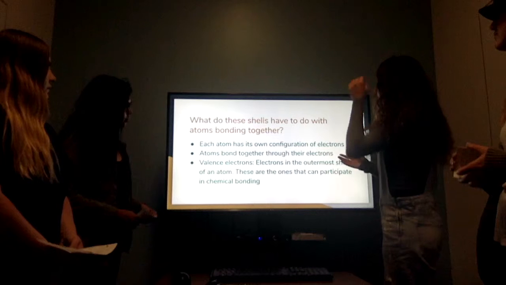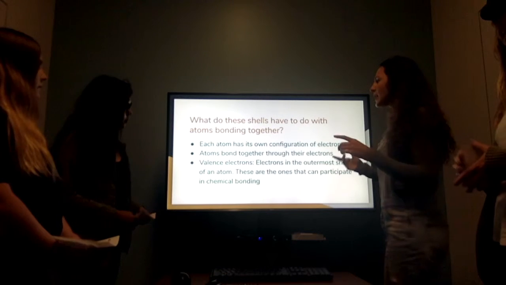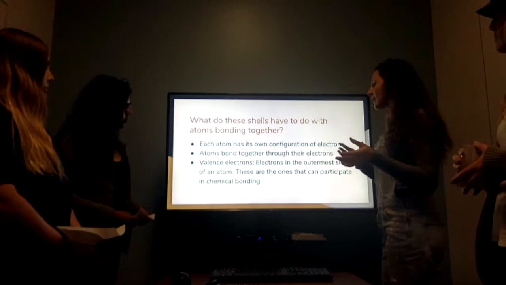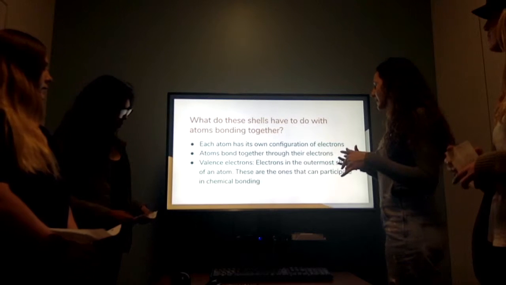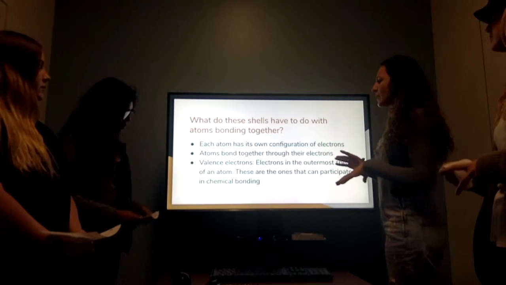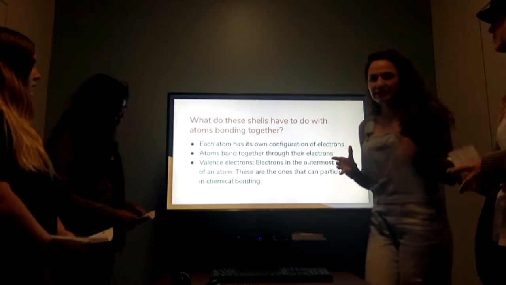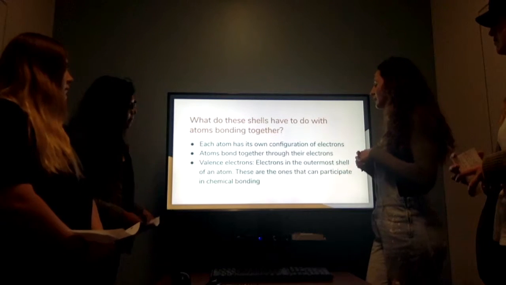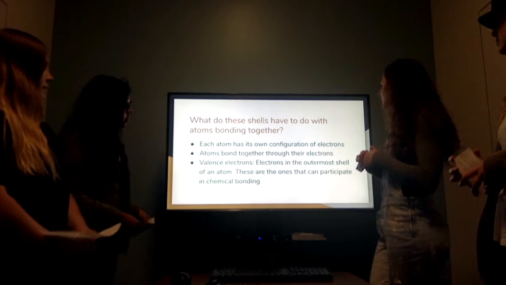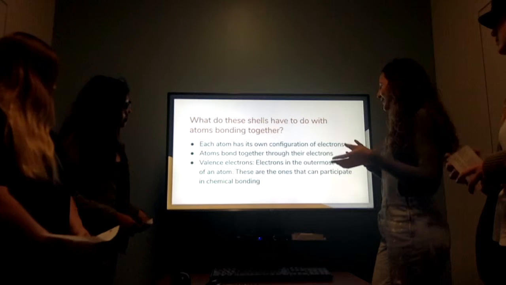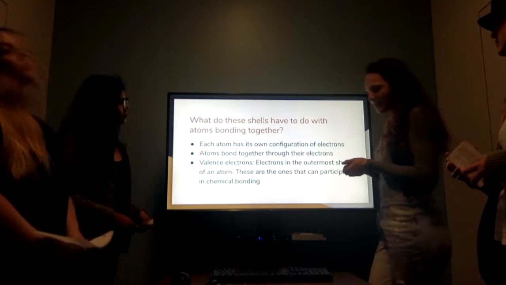So what do these shells have to do with atoms bonding together? Each atom has its own configuration of electrons, and atoms bond together through their electrons. What we're going to be focusing on with bonding is the valence electrons, and the definition for that is electrons in the outermost shell of an atom.